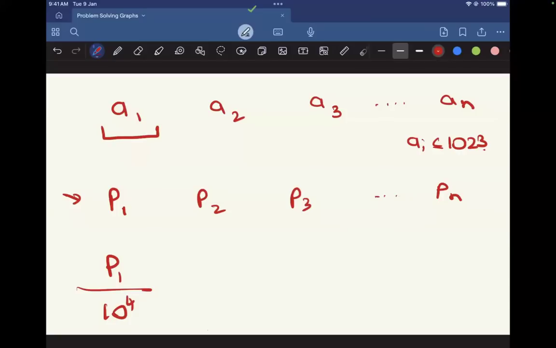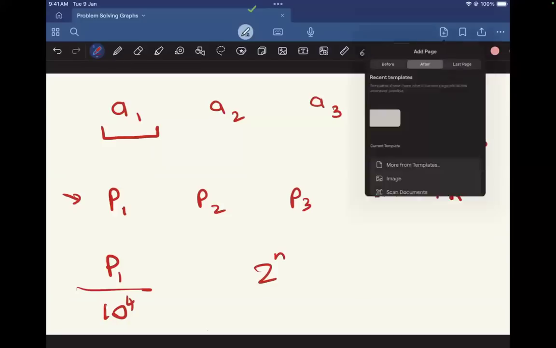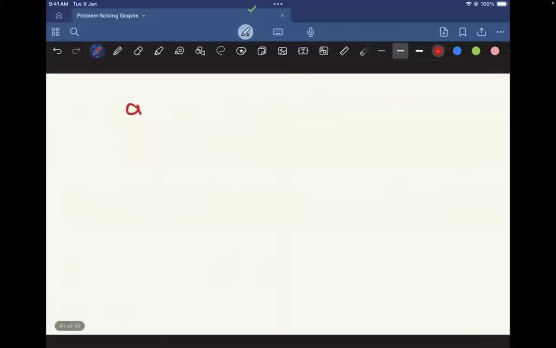Okay. Now, do you agree we can have 2 raised to n subsets? So for each subset, let's say I picked up A1, then I picked up A3, and then I picked up A5. What is the probability of this happening, guys? Consider n is equal to 5 here. What is the probability that this happened?